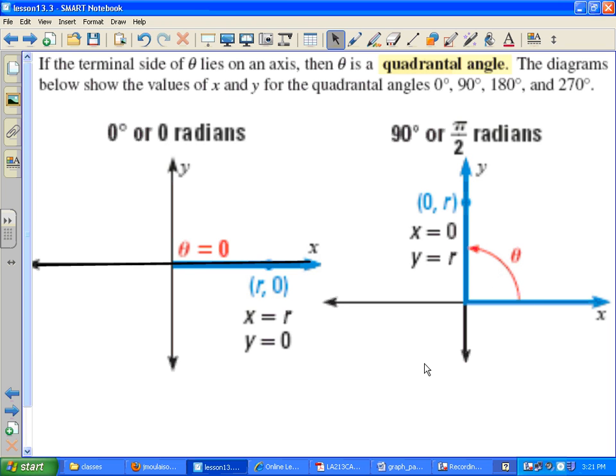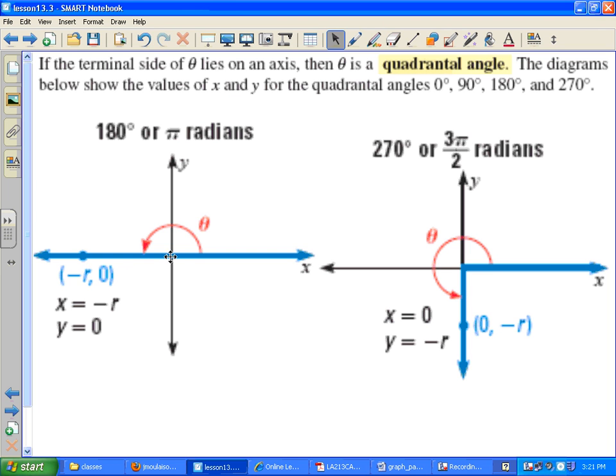That's a quadrantal angle. Or if the terminal ray lies here along the negative x-axis, that's an angle of 180 degrees. That's a quadrantal angle. Or here you can see an angle of 270 degrees. Any multiple of 90 is a quadrantal angle. So for quadrantal angles, determining the trig function values, well, the values, once again, will depend upon x, y, and r.